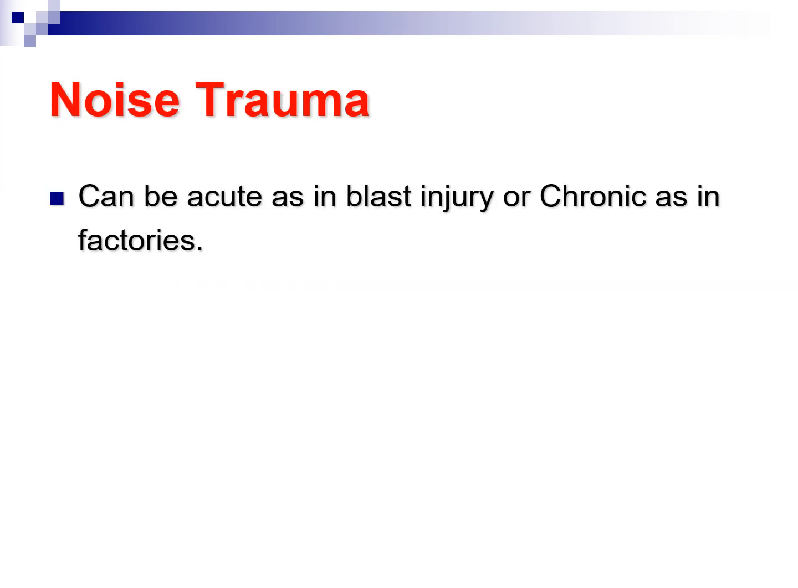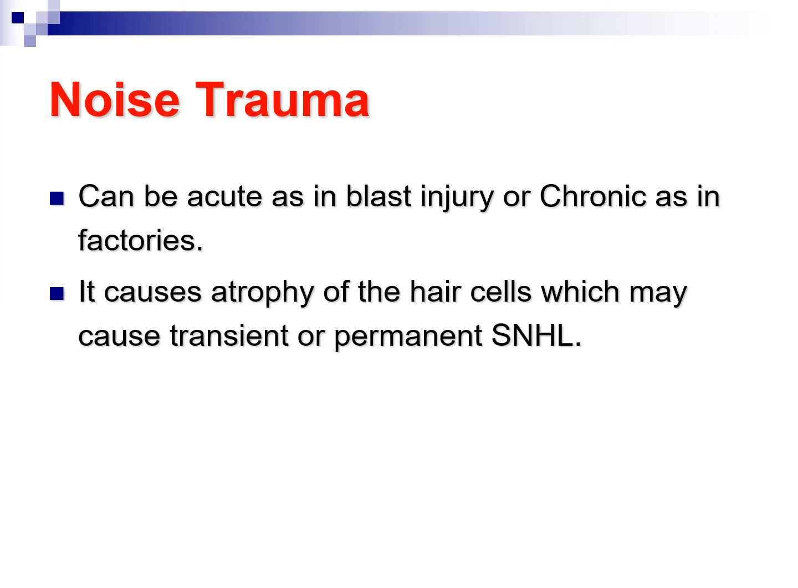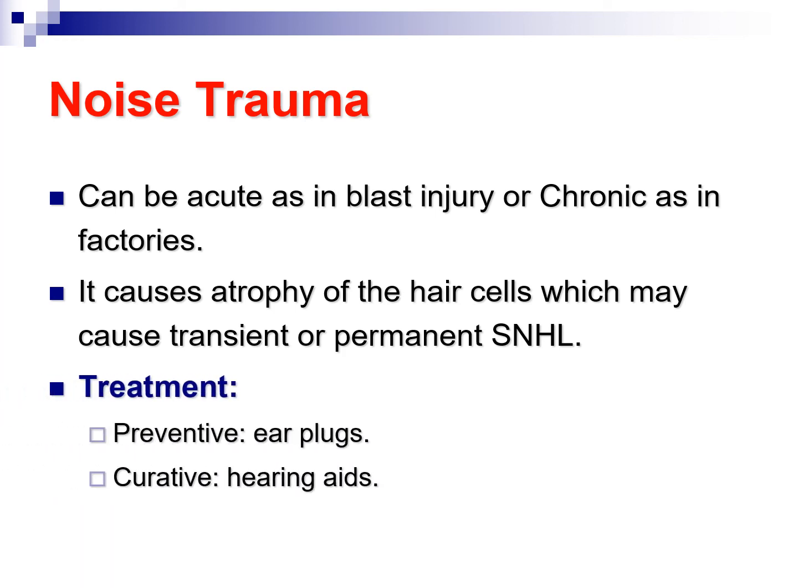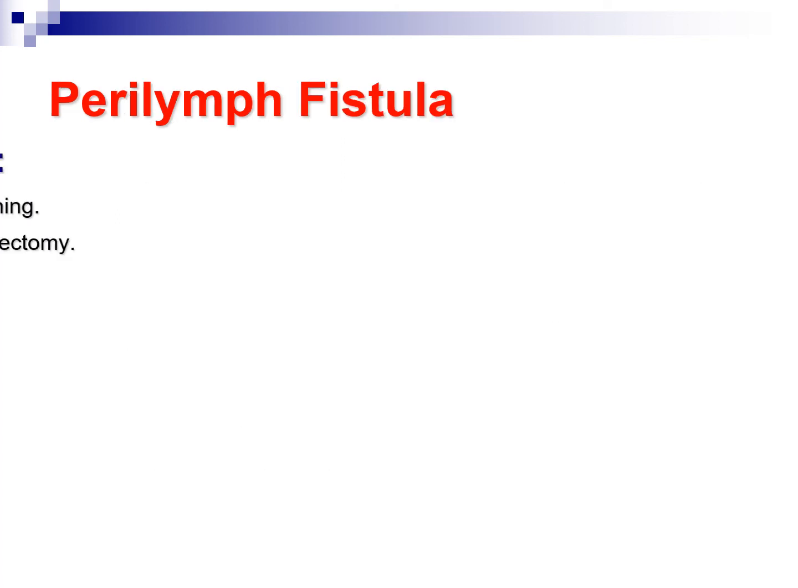Noise trauma. Very common in blast injury and or chronic noise trauma as in factories. It causes atrophy of the hair cells, which may cause transient or permanent sensory hearing loss. We try to avoid them rather than treat them, so we try to avoid them by using earplugs, and if it happens, we normally treat it with hearing aids.